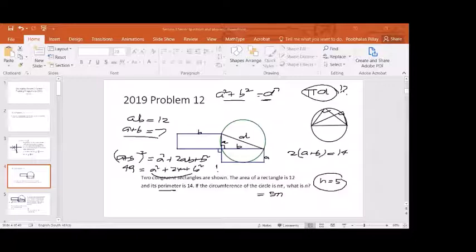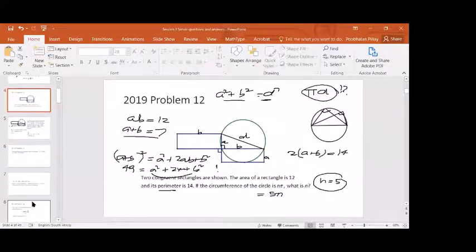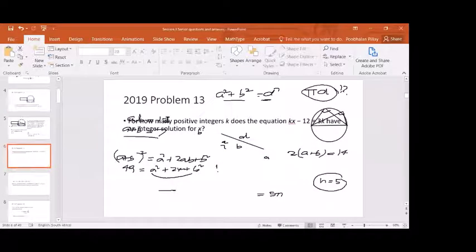Okay, so let's get to the next problem. I'm not going to ask you if you've got it or not, because we have quite a few problems to go through. Okay, let's have a look at the next problem.